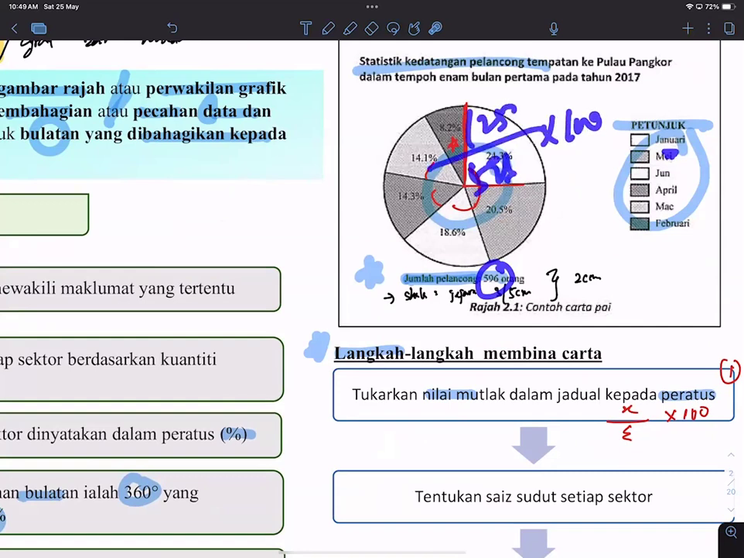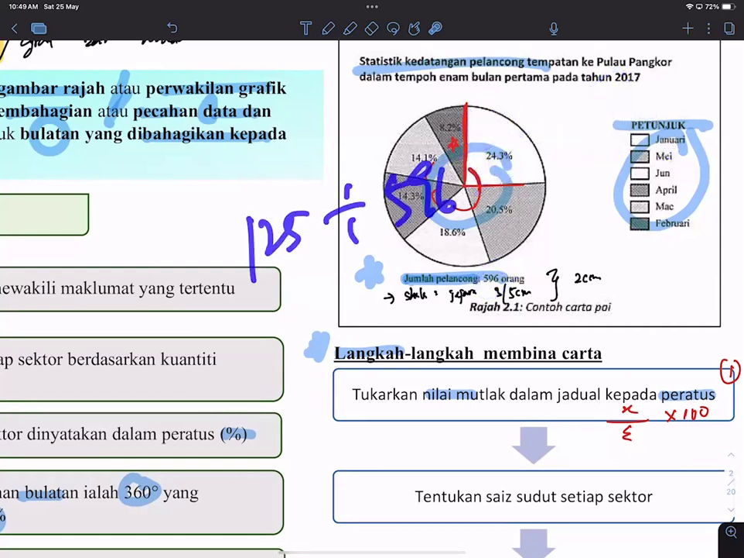Remember, even though in the exam we have to write out multiply by 100%, do not click the peratusan on the calculator. Just use the calculator: 125 divided by 596, enter, then multiply by 100, because for the peratusan we have to keep the percent sign behind the numbers. Even though in the exam we write down multiply by 100%, ignore the peratusan on the calculator. This is the basic maths.